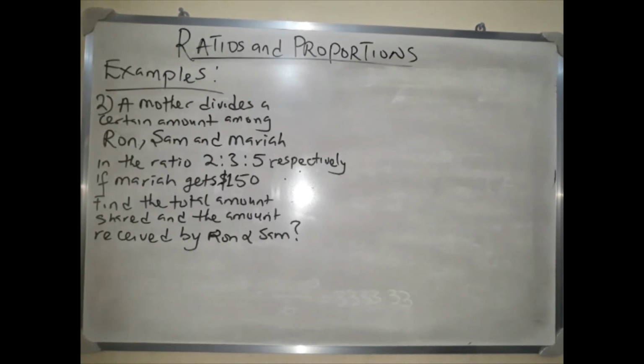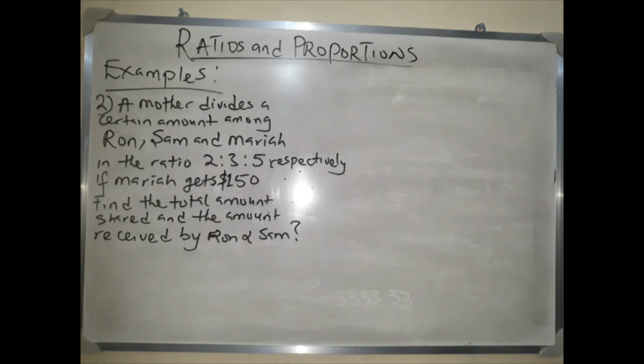Okay, let's go now to the second question and the second example. It says, a mother divides a certain amount among three of her children by the name of Ron, Sam, and Mariah in the ratio 2 to 3 to 5 respectively. Now, if Mariah gets $150, find the total amount shared and the amount received by Ron and Sam.